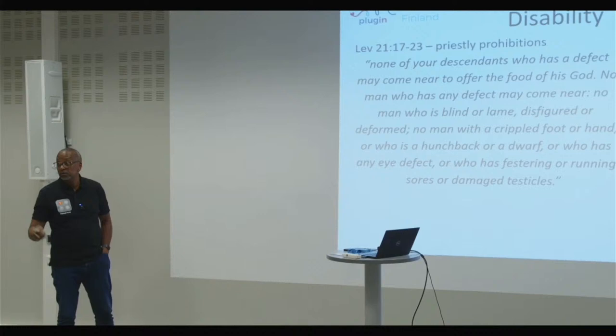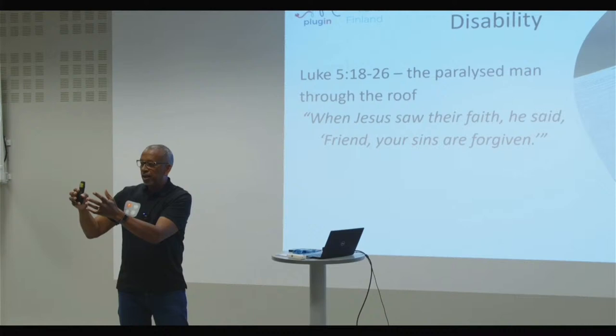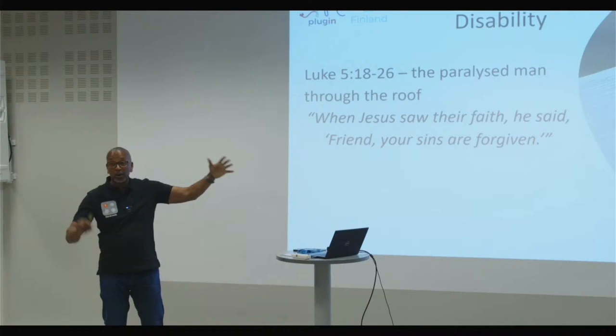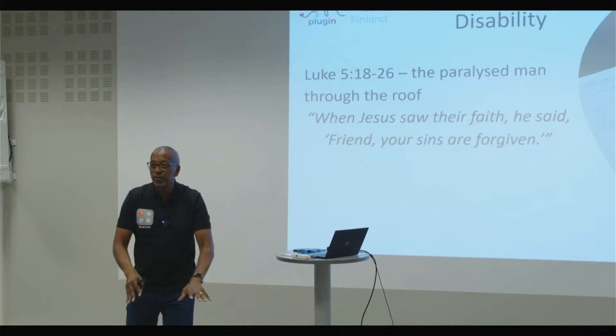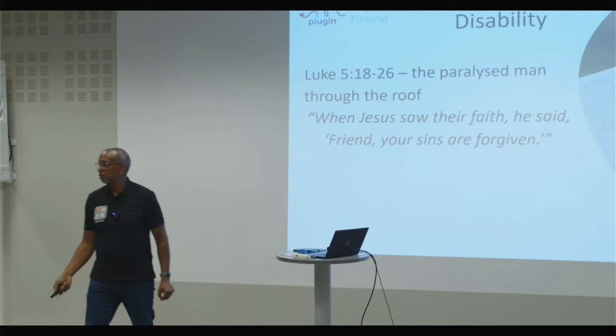Luke 5, because often another reason why theologians will say that the Bible is negative is because it associates disability with sin. The story in Luke 5 where you've got that paralyzed man that comes through the roof. Remember that one? His friends bring him along and they couldn't get in, so they lower him through the roof. Do you remember what Jesus says to him? When he saw their faith, he said, friend, your sins are forgiven. So theologians say, see, Jesus is associating disability with sin. Negative.